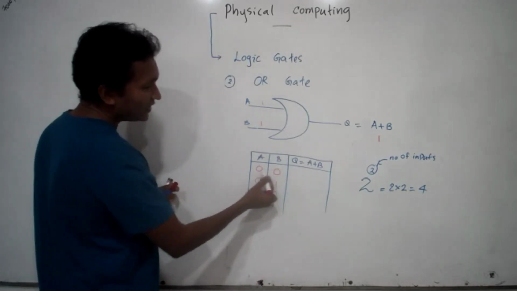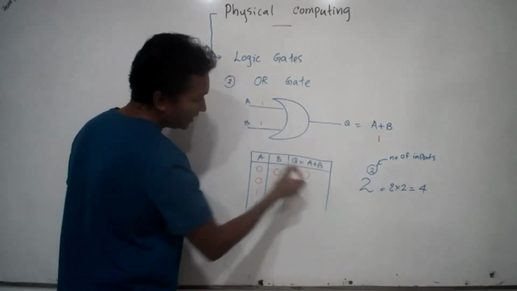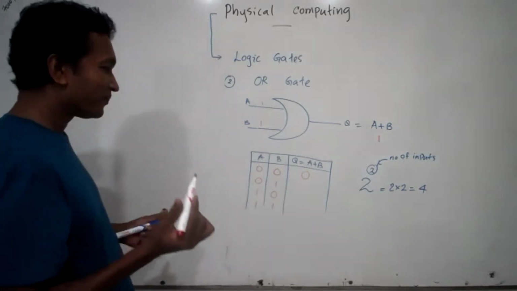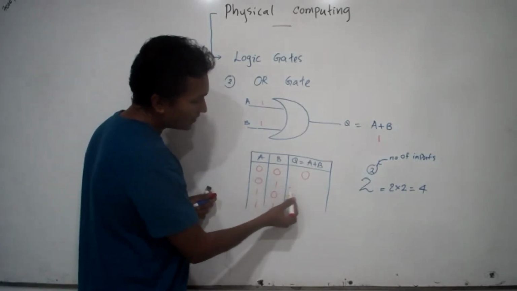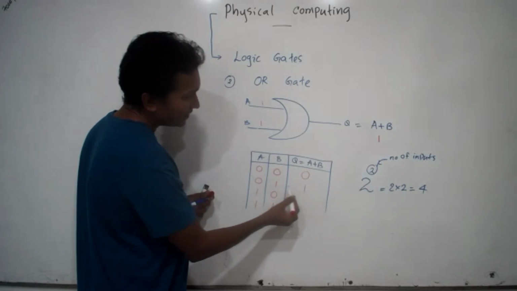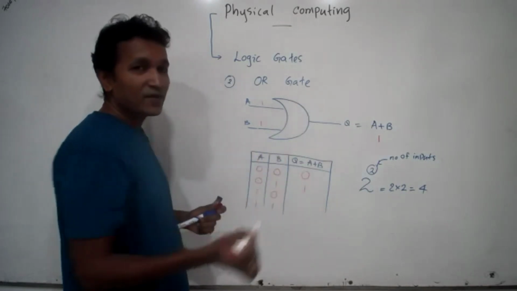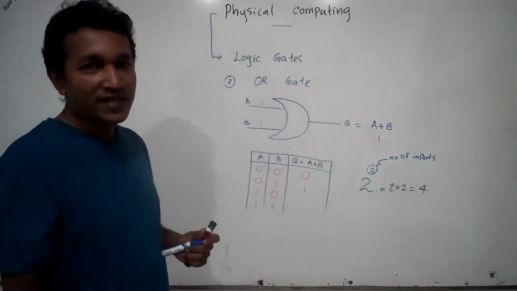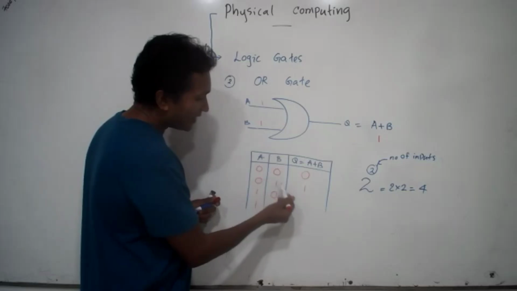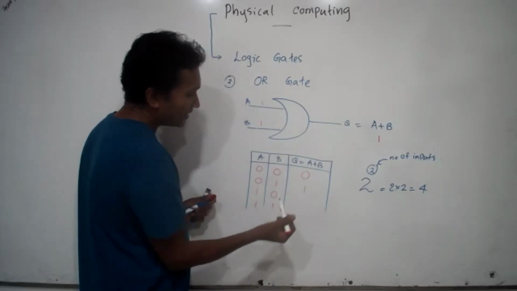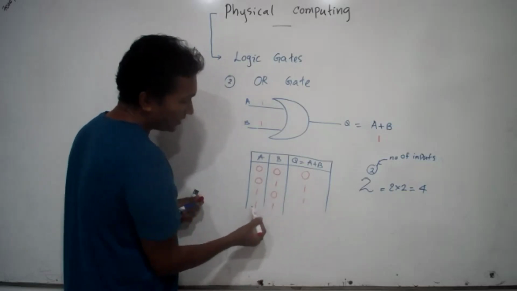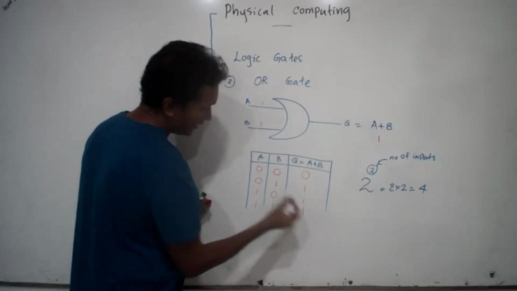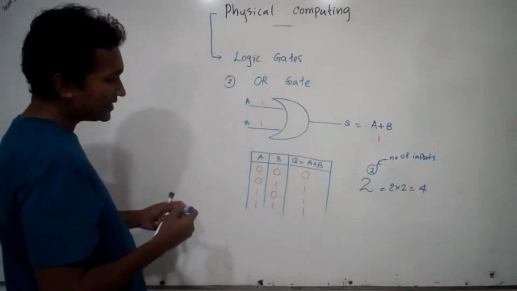When it is 0, 0, the output will definitely be 0. When A is 0 and B is 1, the output will be 1. That is the meaning of the OR gate. OR means A or B, right? If either of these is 1, the result is 1. In this case also the result is 1.